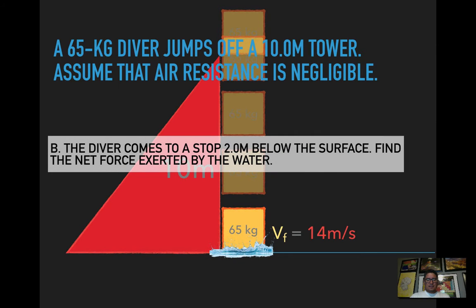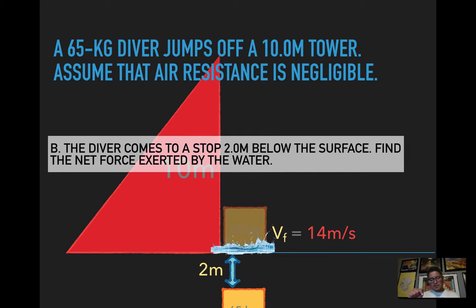So let's change my diagram a little bit because now I'm focusing on the bottom part. So he stopped 2 meters below the surface, right? So then that means that my velocity final is now going to be my velocity initial. Take a second to absorb that. Why is it that I'm switched? Well, because now my reference point is different.